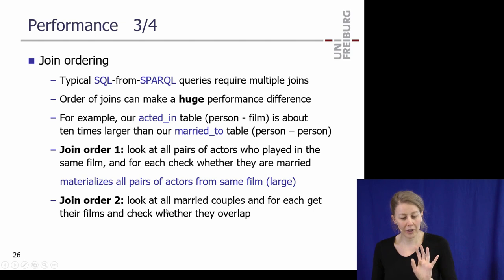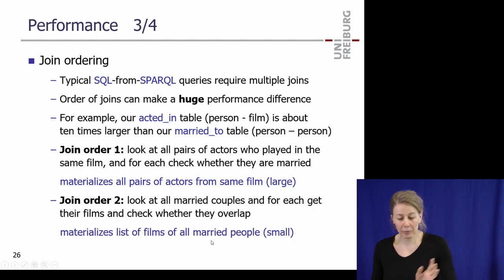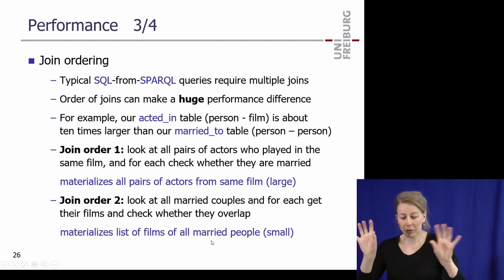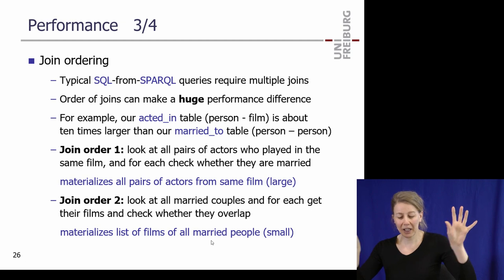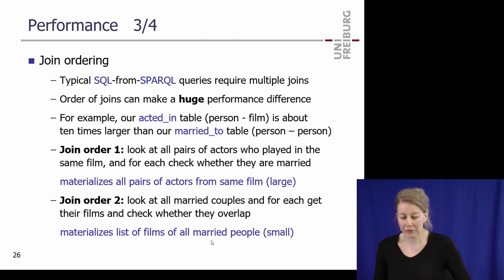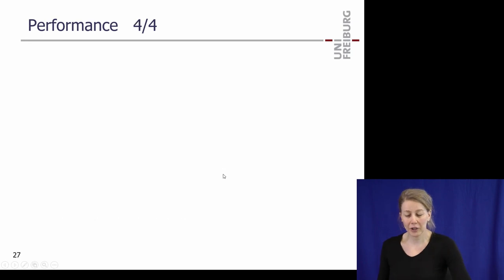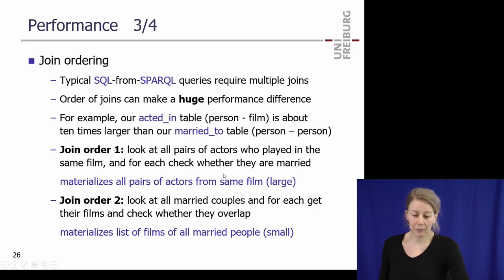I could also go in another direction. I could first look at all married people. There are probably not so many couples, much less than these, and then for each married couple I check in which films did they play. Most couples don't play in any films, and then check, do these lists intersect. So I could go about this two ways, first the one join, then the other join, and that's something for you to play around with.